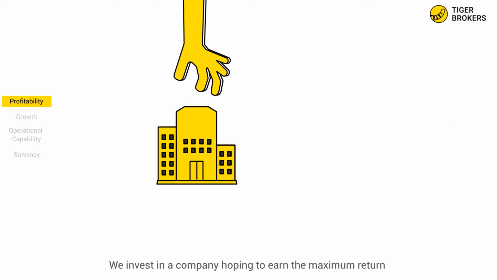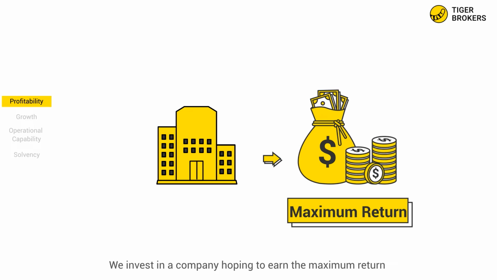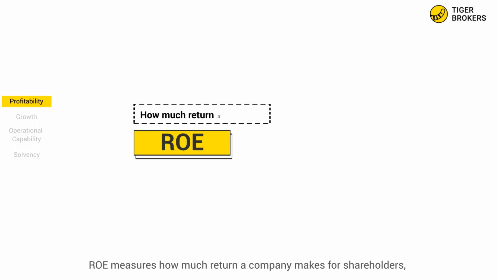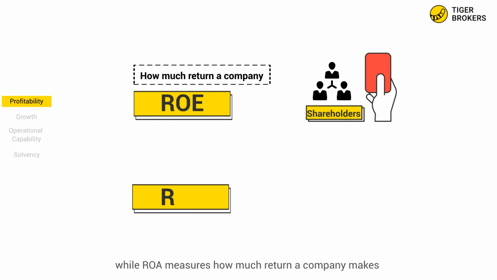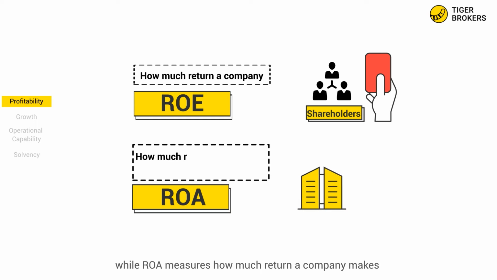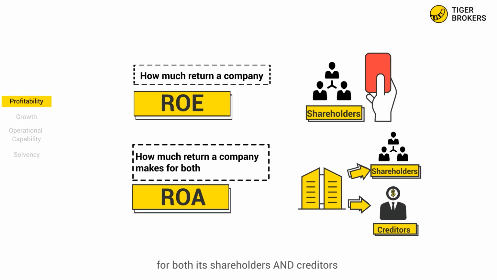We invest in the company hoping to earn the maximum return. ROE measures how much return the company makes for shareholders, while ROA measures how much return the company makes for both its shareholders and creditors. With this principle in hand, we will certainly be able to assess the profitability of a company.